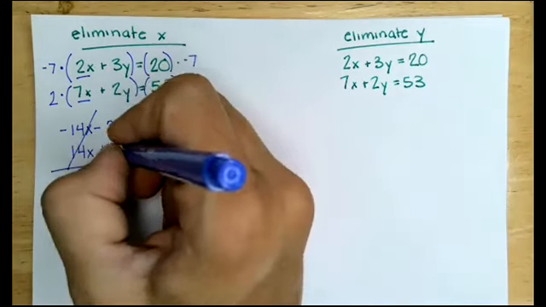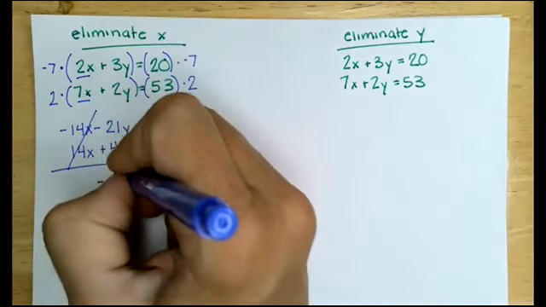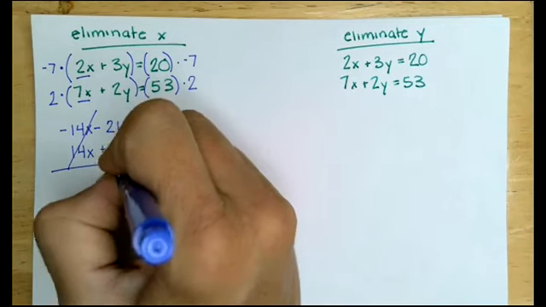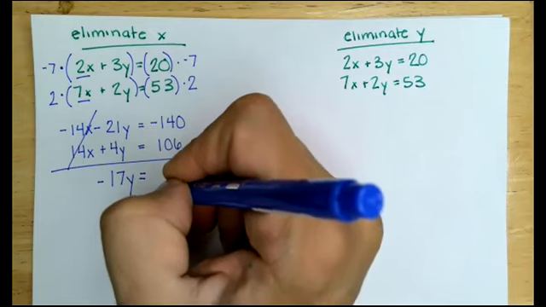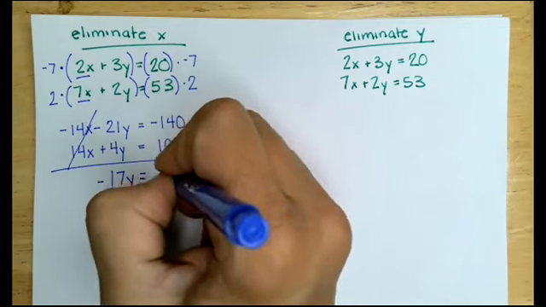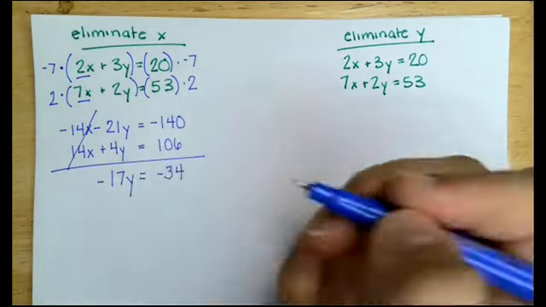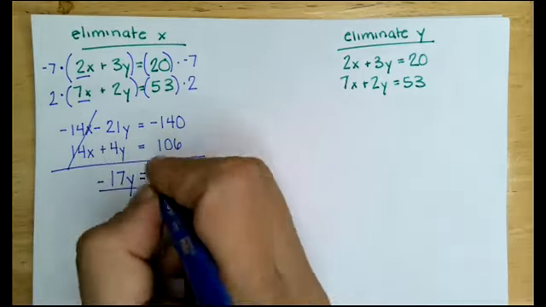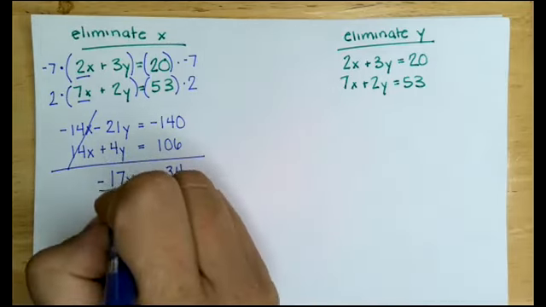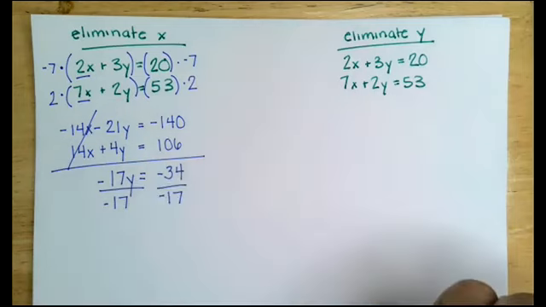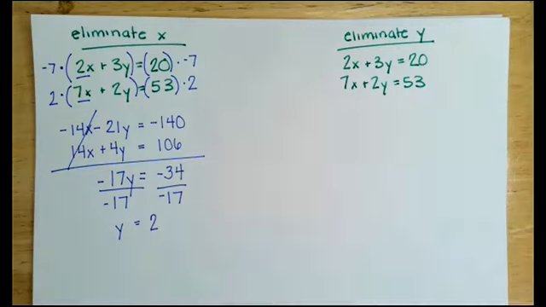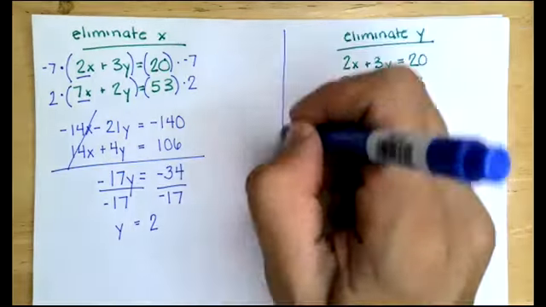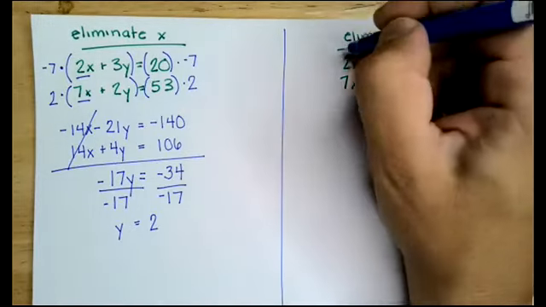Negative 21 plus 4, we're just subtracting, but we're using a negative because the bigger number is negative. Negative 17y equals negative 34. I want y alone, so I'm going to divide by negative 17. Y is 2.